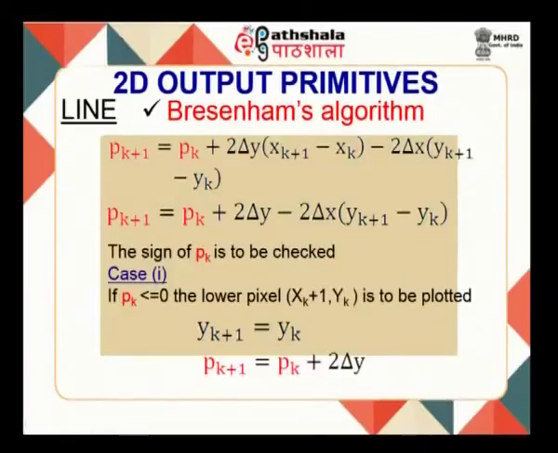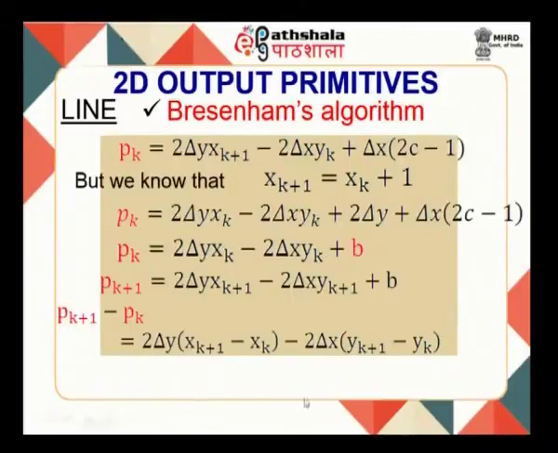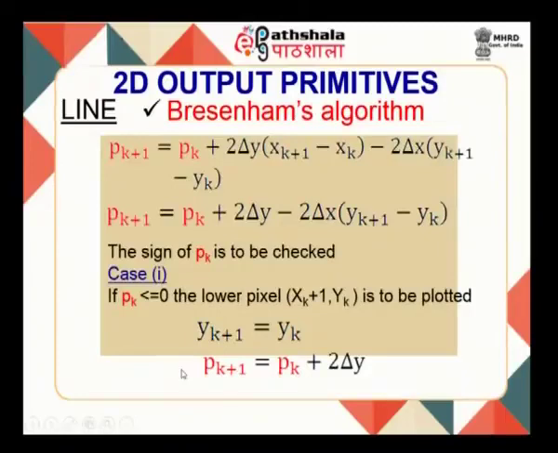So, the next decision parameter: take p k plus 1 minus p k and move p k to the right. So, what you get is this. The next decision parameter is dependent on the previous decision parameter plus some additional terms. The next decision parameter is given by p k plus 2 del y.